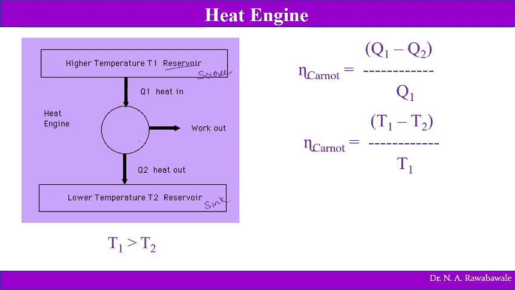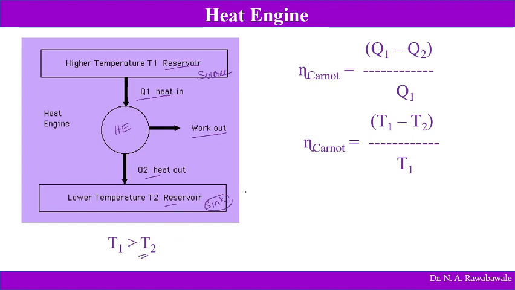So here Q1 amount of heat energy is taken by this heat engine from a reservoir at higher temperature, that is the source, and work is developed. Some part of heat energy is converted into work and some part of heat energy is rejected to the reservoir at lower temperature. We call it a sink.